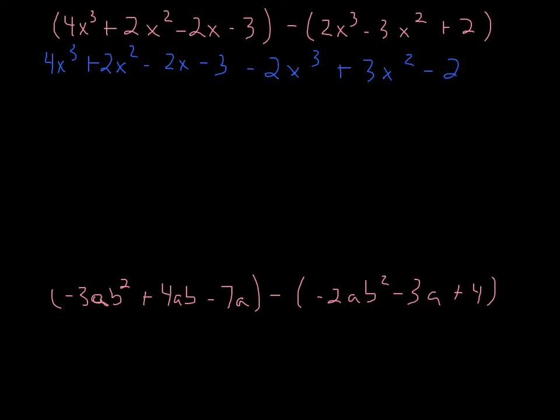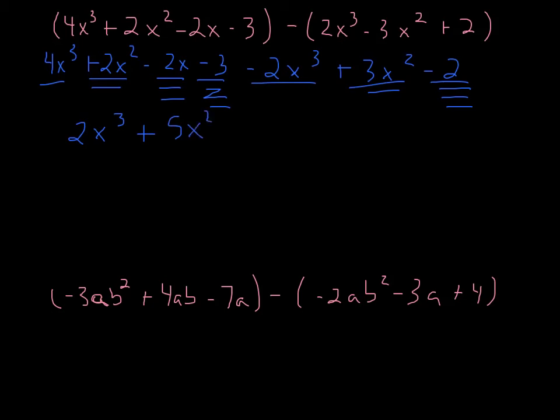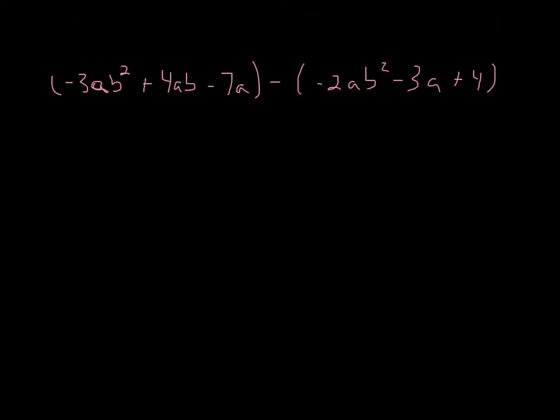Okay, now combine like terms. 4x cubed and negative 2x cubed. 2x squared and 3x squared. 2x doesn't have one, so that's all by itself. And here is the last one. Alright, so combine them. 4 and negative 2 gives you positive 2x cubed. 2x and 3x will give you 5x squared. We got negative 2x, and negative 3 and negative 2 is negative 5. That's it for that one.